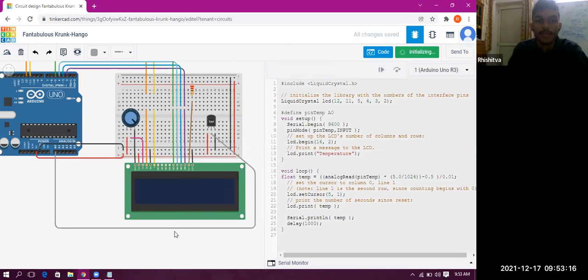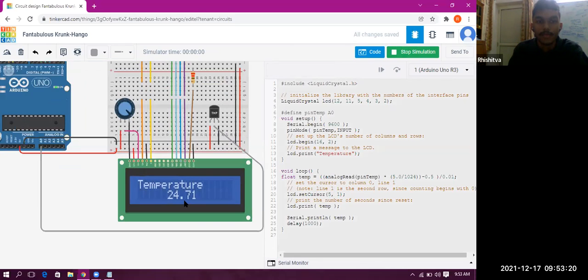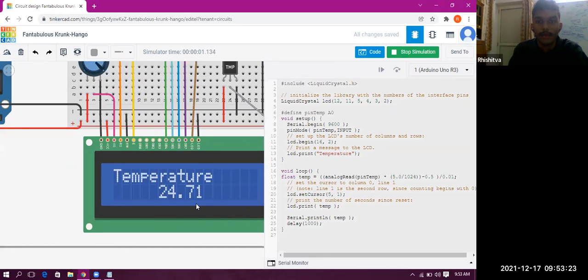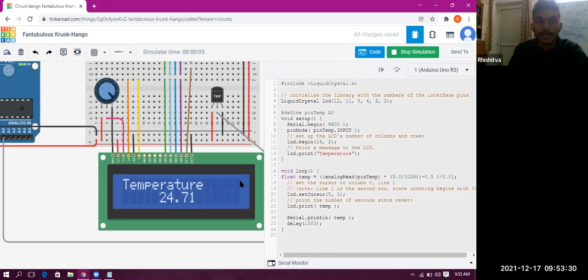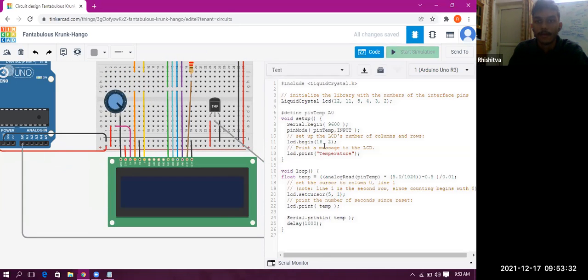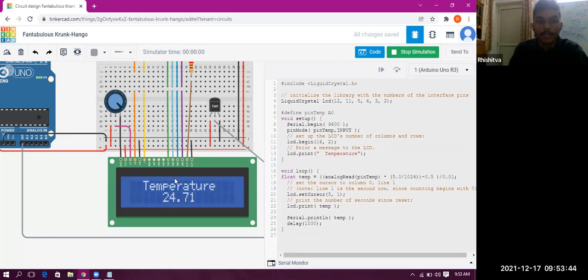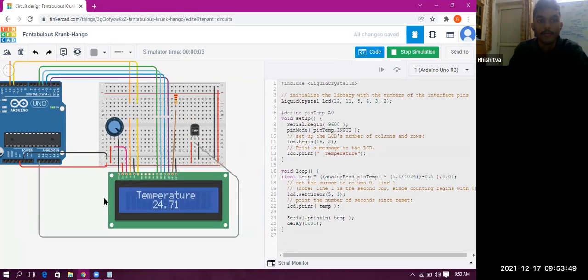Let me now start the simulation. Over here, you will see a shift in the temperature value, 24.71. Let's say I have to give space in the temperature; 1, 2, 3, 4, 5 spaces are remaining. I just put a space in this temperature, pressing spacebar 2 times. Now let's start the simulation, and you will see that it is now centrally placed on the LCD. So this looks a little bit more presentable.